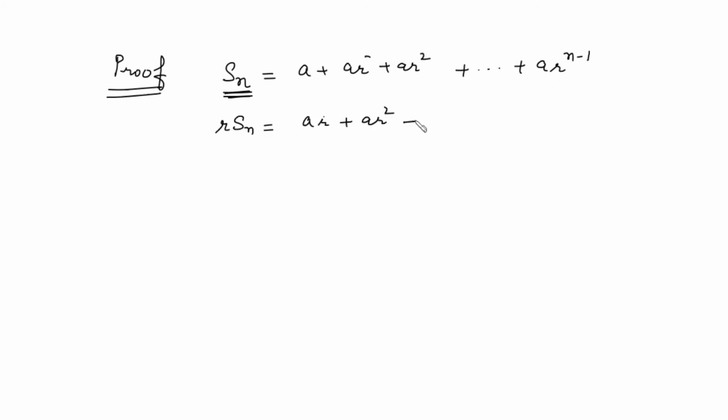For the proof, we will use the sequence of partial sums. So we'll find Sn. Sn denotes the sum of the first n terms. So add the first n terms. Now multiply both sides by r. Now take the difference of these two.